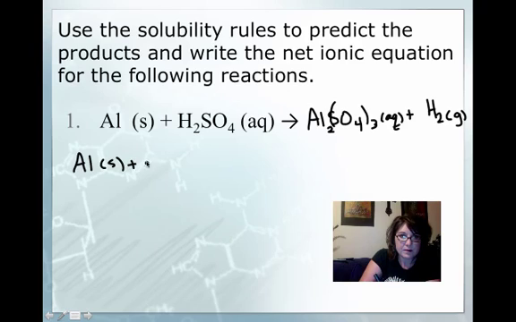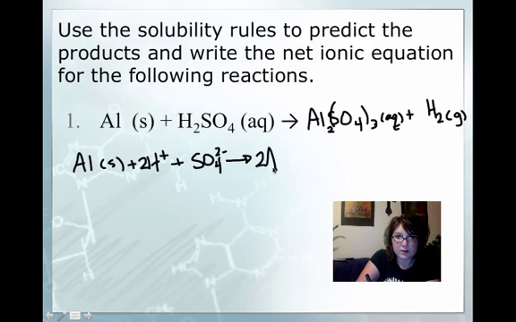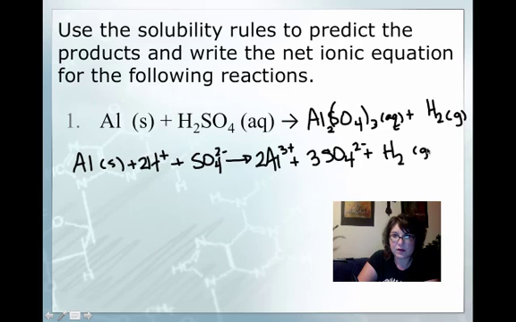Aluminum plus 2 hydrogen ions and a sulfate ion is going to form 2 aluminum 3+ ions and 3 sulfate, which is a 2- ions, and then molecular hydrogen gas. Alright, so we know we can't break apart things that are not aqueous. We're going to leave those together.